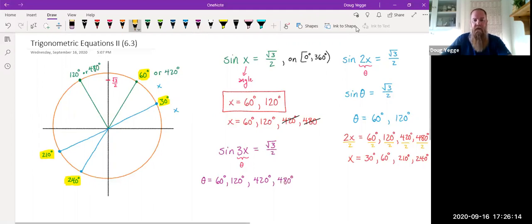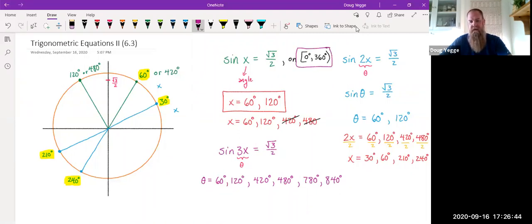But because I'm dealing with 3x, that means I need to create a third rotation, which means that now I need another rotation, add another 360 degrees to here, and I get 780 degrees. And if I add a third rotation to here, adding 360, I get 840 degrees. Now notice that all of those angles are definitely not in the interval of 0 to 360. But that's because each of those angles is actually not theta, but in fact, it's equal to 3 times x.